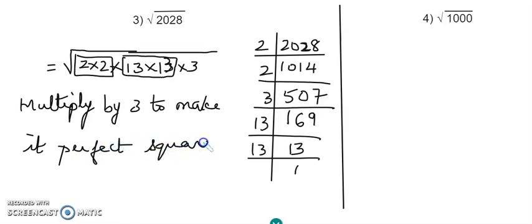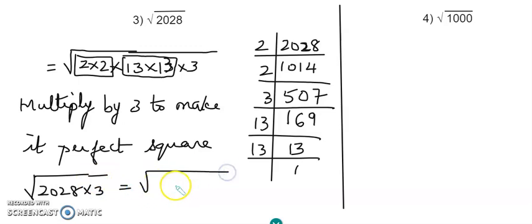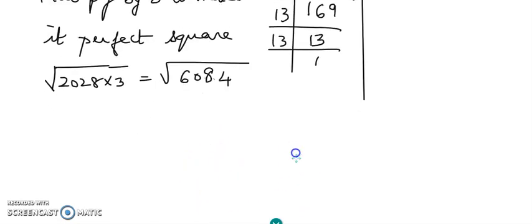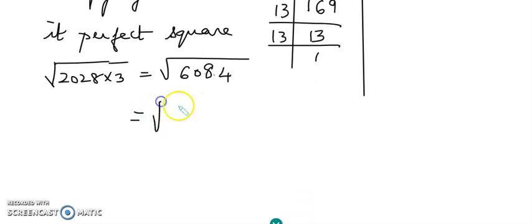So let's do the multiplication to the given question. So 2028 has to be multiplied by 3. So the question becomes what? It will be a 6084. Sorry, my mistake. One minute. Yeah, my mistake. 2028 times 3 is 6084. So let's write down the factors.